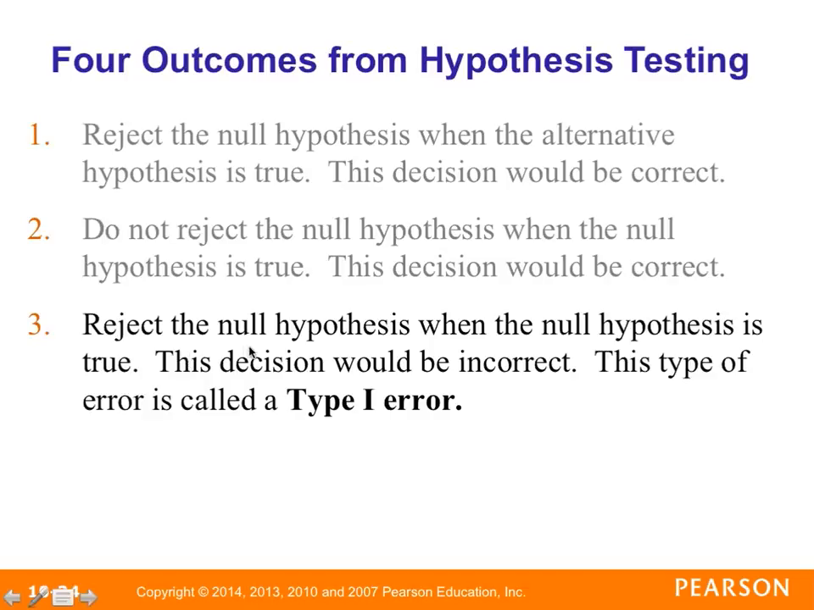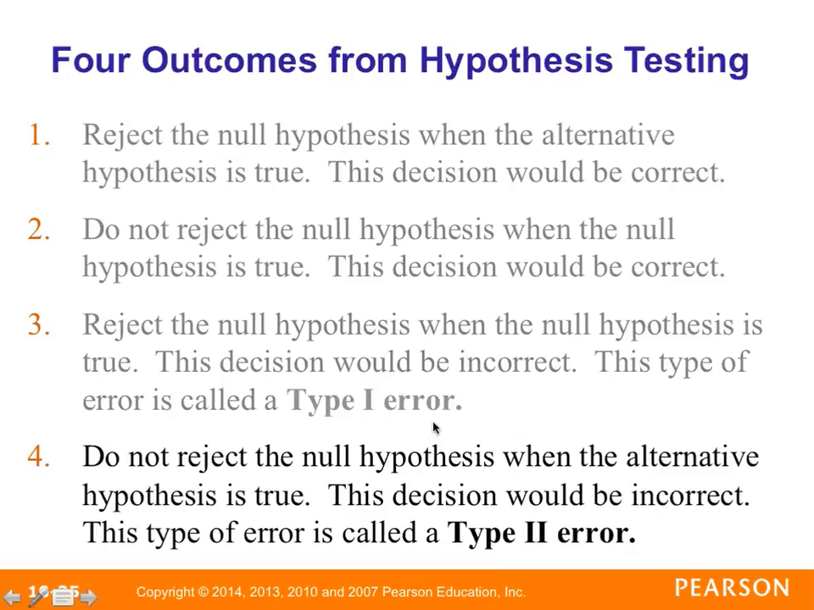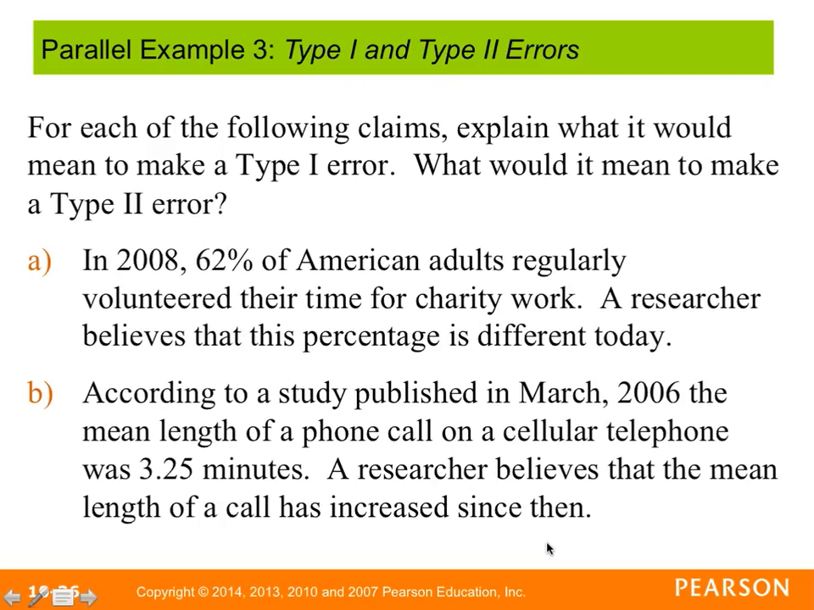Now, one thing we could do is reject the null hypothesis when it actually is true. That would be an incorrect decision, and that is called a type 1 error. And then we could fail to reject the null hypothesis when the alternative hypothesis is actually true, and that would be a type 2 error.